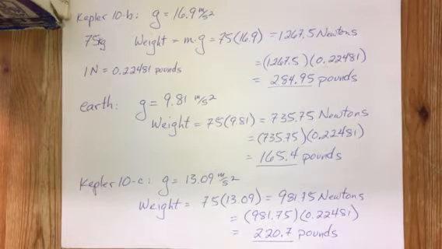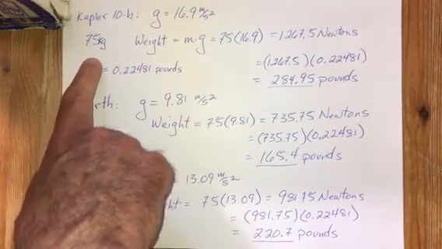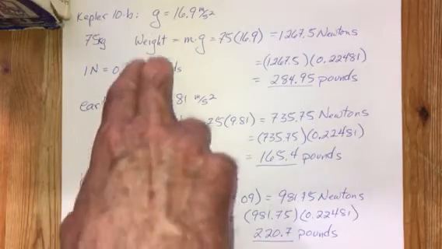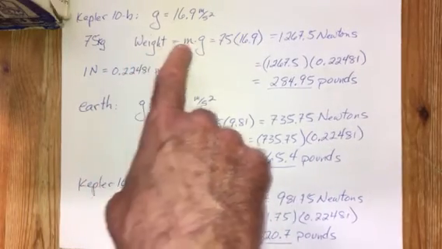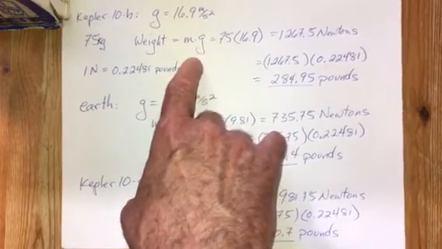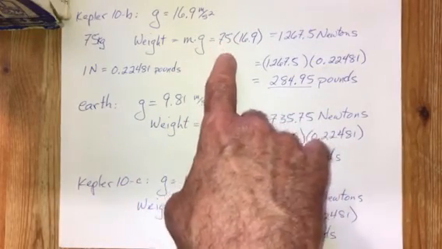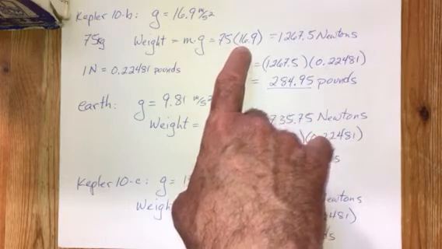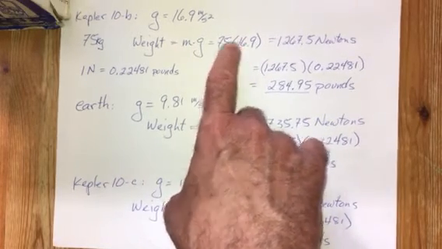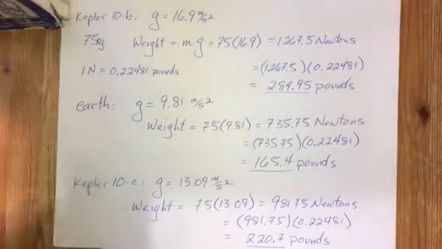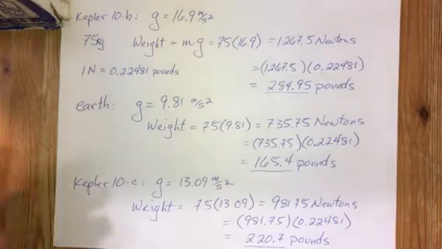Now, in the previous video, we calculated that the acceleration due to gravity on Kepler 10b is 16.9 meters per second squared, and that's an approximation, of course. Okay, so if you were a person who had a mass of 75 kilograms, and we wanted to calculate your weight, we would multiply your mass times your acceleration due to gravity. And since your mass is 75 kilograms, we multiply that by 16.9 meters per second squared. And when we multiply those two, let's do it here on the calculator.